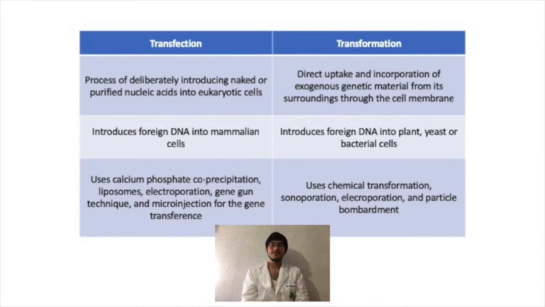On the other hand, transfection refers to the process of artificially introducing DNA or RNA into mammalian cells by means other than viral methods. Most of the time, the piece of DNA of interest is ligated into a vector that can be a plasmid, cosmid, bacterial artificial chromosome, yeast artificial chromosome, or even a human artificial chromosome. The most common transfection methods are chemical-mediated transfections such as calcium phosphate co-precipitation and liposomes, and physical methods such as electroporation, gene gun technique, and microinjection.